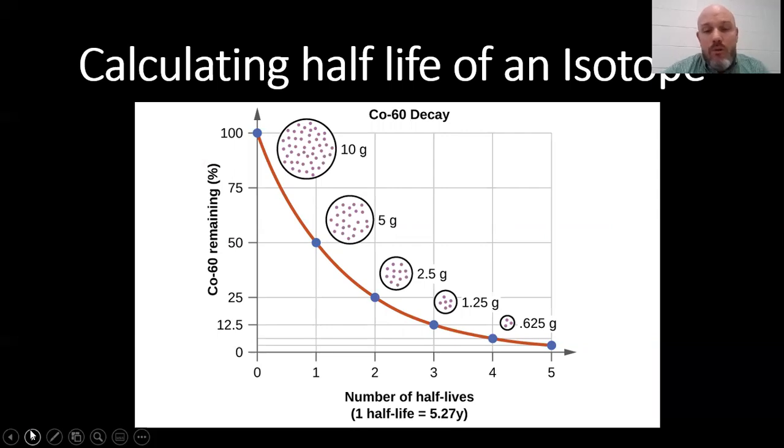isotope. So if we look at this chart, this is Co-60, so cobalt-60 is a radioactive isotope of cobalt. And you start with 10 grams. After the first half-life, you have 5 grams, then 2.5, then 1.25, then 0.625. And if you notice down on the bottom of this chart, one half-life is 5.27 years. So if you want to know how many half-lives have passed from 10 grams to 0.625, you would just count the half-lives and multiply, in this case, by 5.27.